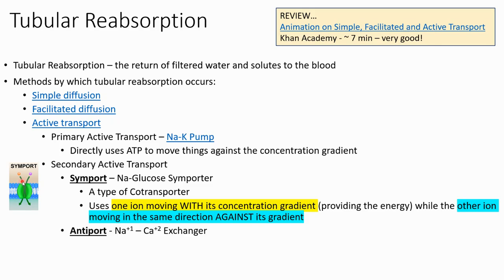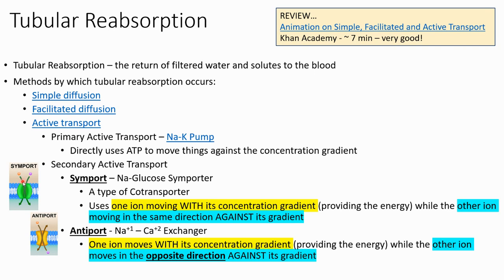So symport, while they're both moving in the same direction, one is moving with the gradient, the other's moving against. Then you have antiport, which is primarily a sodium-calcium exchange mechanism. In antiport, they're moving in opposite directions. Now, you're still moving one along its gradient and one against its gradient, but the only difference is they are moving in opposite directions. So understand the definitions of symport and antiport. And then also osmosis, which again is the movement of water from an area of high water concentration to an area of low water concentration without any energy expenditure.